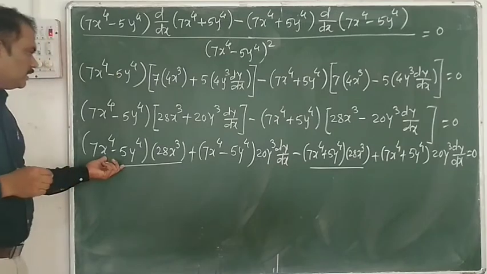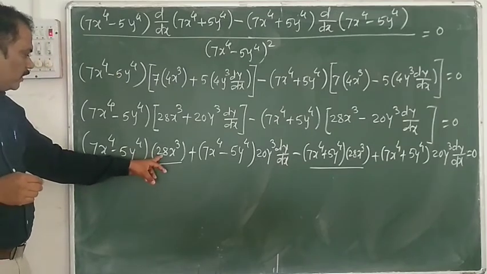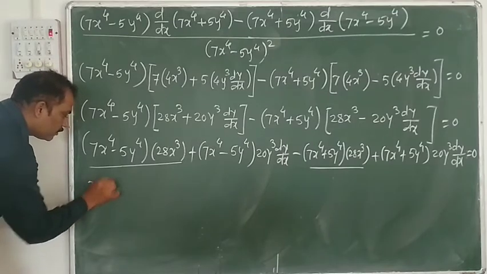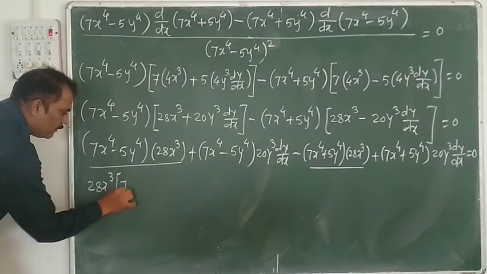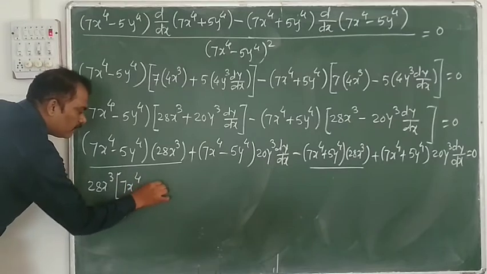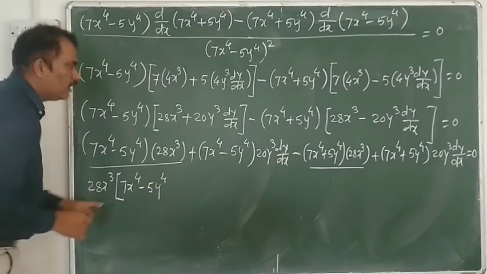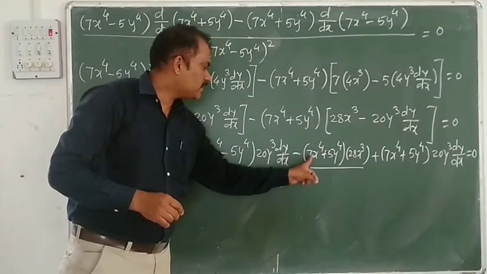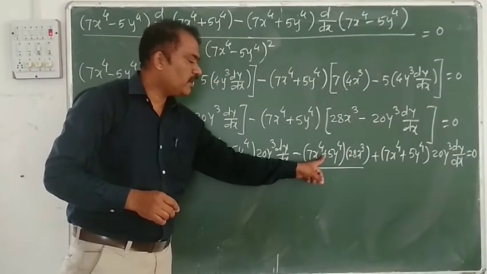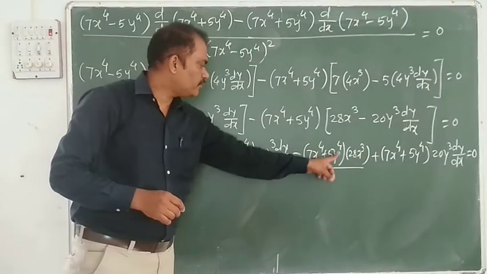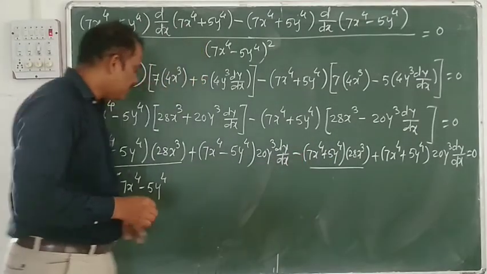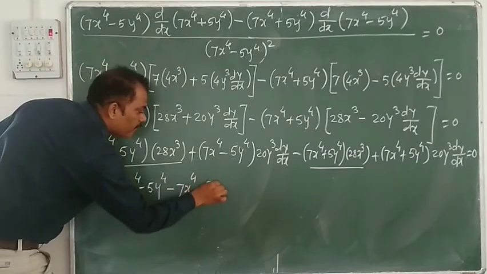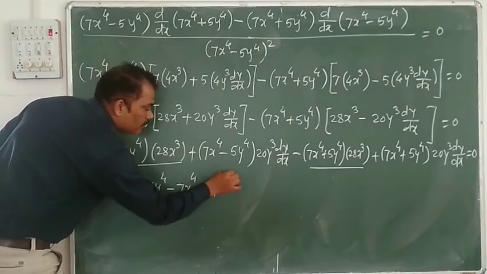We have to take together these terms and we have to take the 28x cube common, so that what we have to get is 28x cube into the remaining 7 times x raised to 4 minus 5 times y raised to 4. If we take the 28x cube common, here the remaining is minus into 7 times x raised to 4 plus 5 times y raised to 4. We have to take the minus inside that bracket, so that it becomes minus 7 times x raised to 4 minus 5 times y raised to 4.